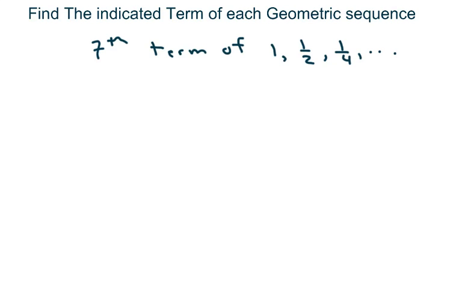Hi everyone, we're going to find the indicated terms of each geometric sequence. We have 6 of them.